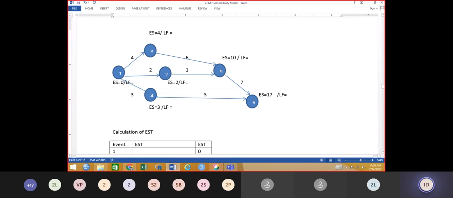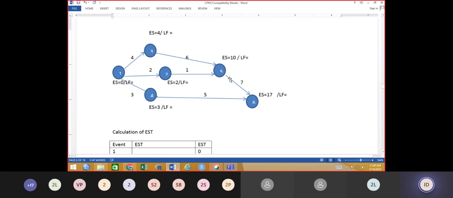That is why the maximum time is to be taken, so EST will be 10. After completing both activities, the 5 to 6 activity will take place. Otherwise, it has to wait. So after completing both paths, the 5 to 6 activity will take place. That is, the earliest start time is 10, from 6 plus 4, which is the maximum.